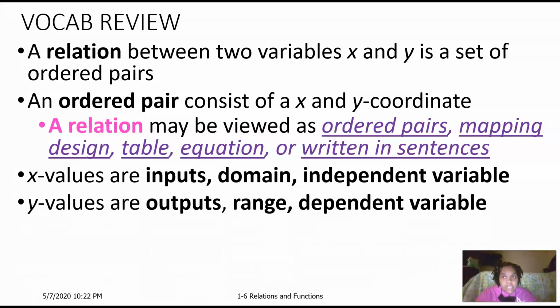A relation is between two variables, x and y, and is a set of ordered pairs. And we do know what an ordered pair is. And if you're not sure, it's right there for you. X values are inputs, domain, and independent variables, and Y values are the outputs, the range, and the dependent variables. Please pause this video if you need to get this information down. Write this if you don't remember it, okay? I know you guys don't have your binders, so write this down if you need it, all right?